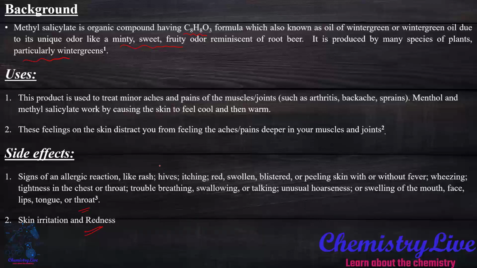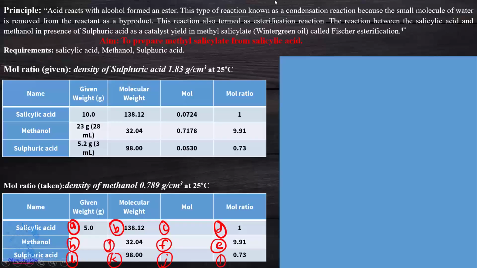So let's quickly shift to the principle section. We have to look at how an acid reacts with an alcohol to form an ester. This reaction is known as a condensation reaction because water is eliminated, as a byproduct. So this reaction is also called an esterification reaction. The reaction between salicylic acid and methanol in the presence of sulfuric acid as a catalyst yields methyl salicylate, the wintergreen oil, called Fischer esterification. What is Fischer esterification? We'll take a deeper look in the reaction and mechanism section.